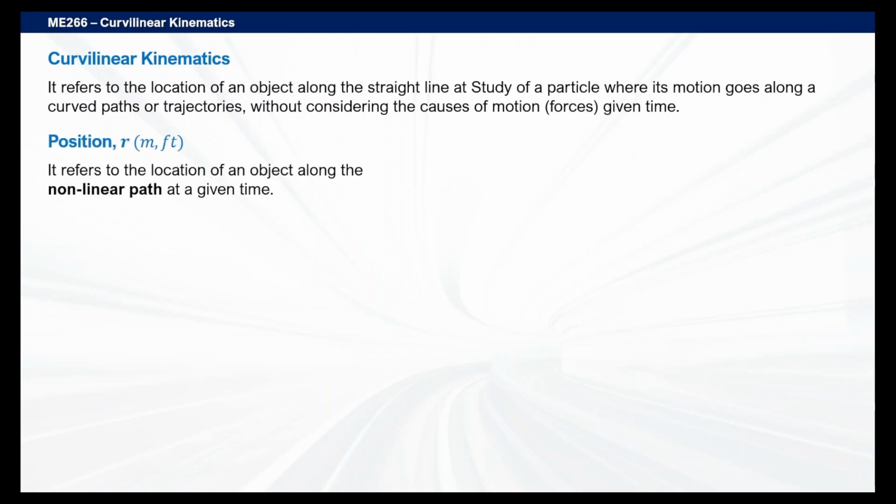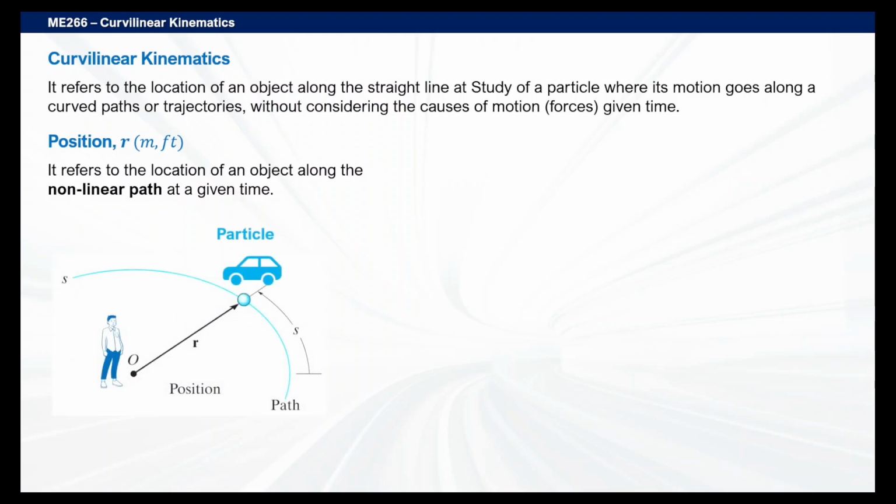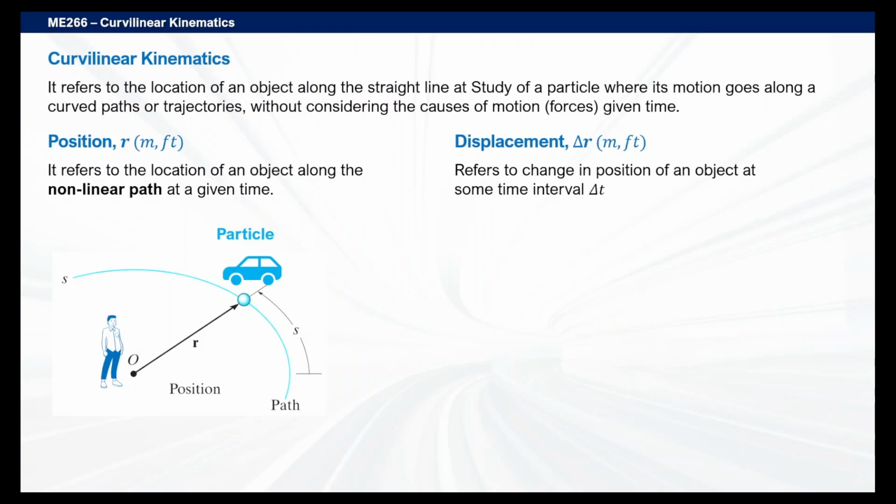If you remember yung position vectors natin before, we also refer for those with curved ones, position R, it refers to the location of an object along the nonlinear path at any given time. Okay, so ito siya. Here's the particle. And then, of course, just to remind us, displacement again refers to the change in position of an object at some time interval t. So that we call that delta S. In this case, yung delta S natin magiging delta R.